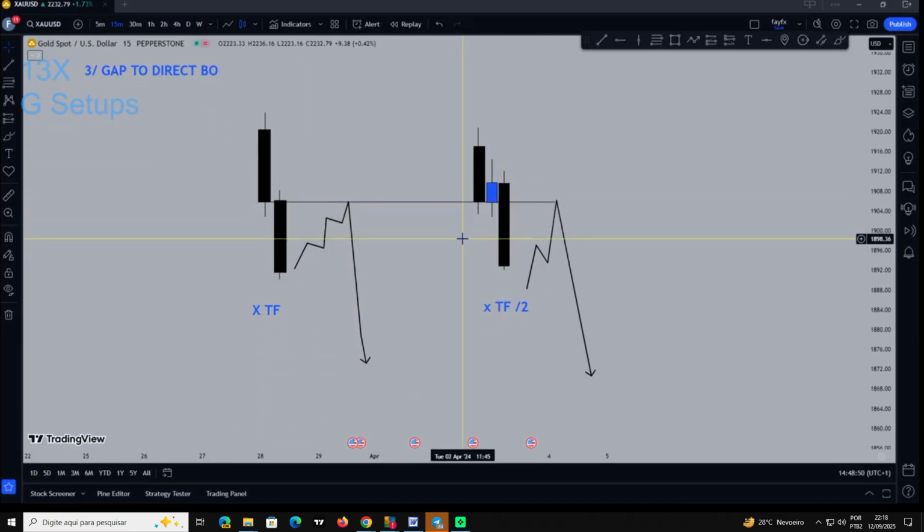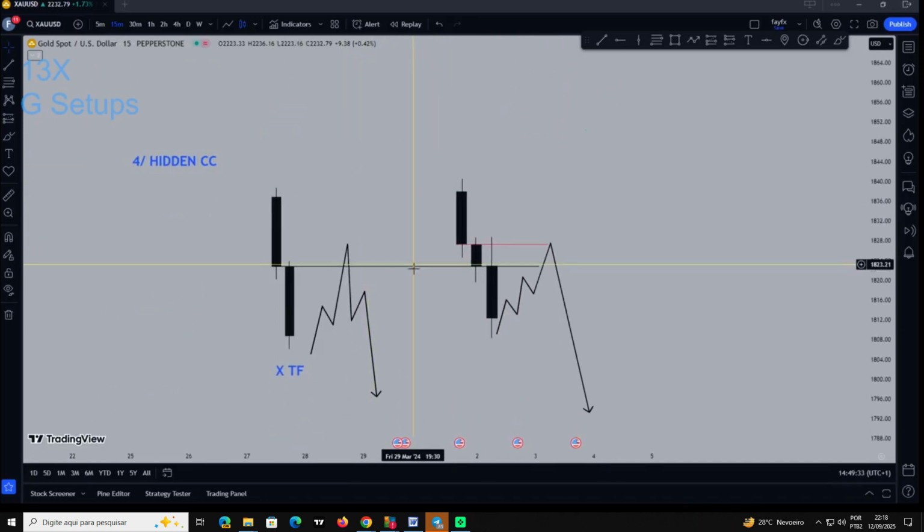The third entry is a gap to direct breakout. Very strong when there is an aggressive move in the market. On the next time frame, we have a gap. And when we go one time frame lower, we got a direct breakout. A direct breakout is a classic level that got created and broken at the same time. We have a V created here. It got broken at the same time. Price will go up, visit the level and goes down. We can instantly sell here when price reaches that level.